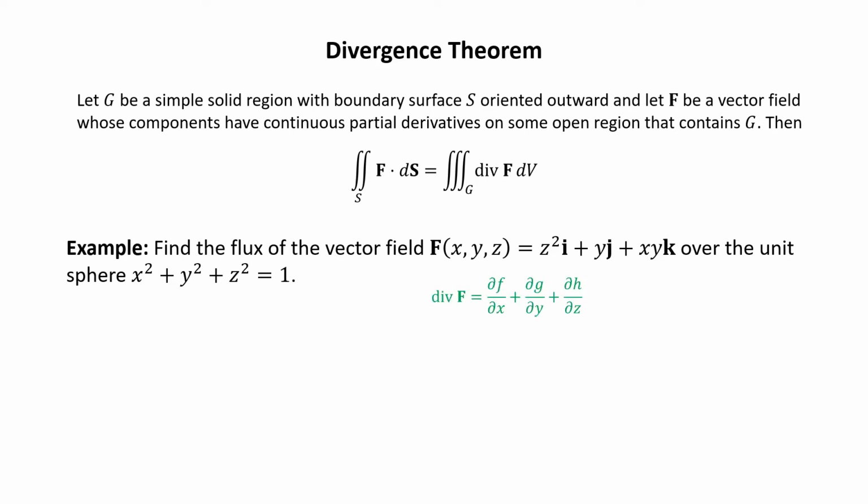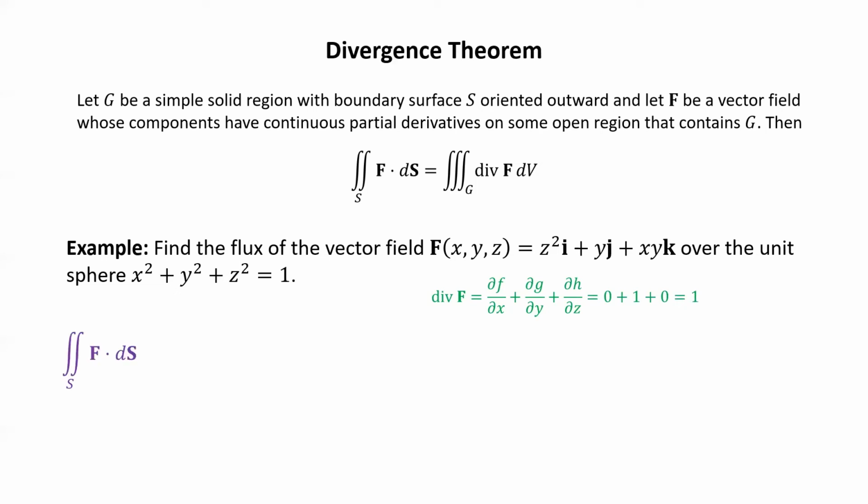So the divergence of F, remember, is the partial of F with respect to x plus the partial of G with respect to y plus the partial of H with respect to z. In this case, the partial of F with respect to x is 0, the partial of G with respect to y is 1, and the partial of H with respect to z is 0. So the divergence of F is just 1.